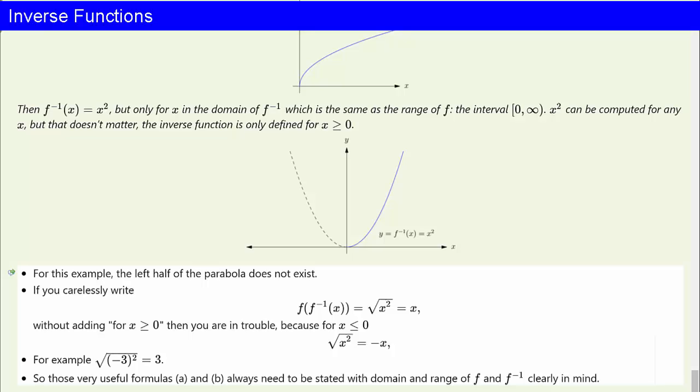If you carelessly write f of f inverse of x is the square root of x squared equals x without adding for x greater than or equal to 0, then you're in trouble. Because for x negative, the square root of x squared is not x, it's minus x. For example, the square root of minus 3 squared is 3. So those very useful formulas involved in the composition of f and f inverse, always giving you back x, need to be stated very carefully with domain and range of f and f inverse clearly in mind.